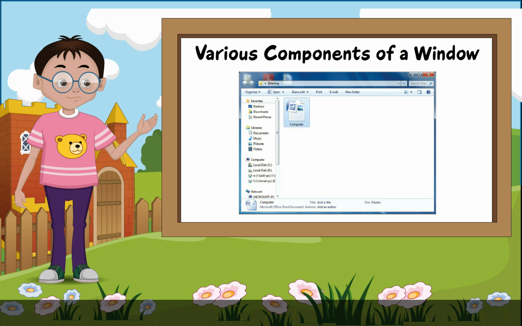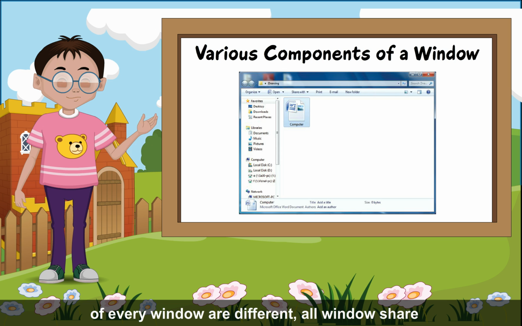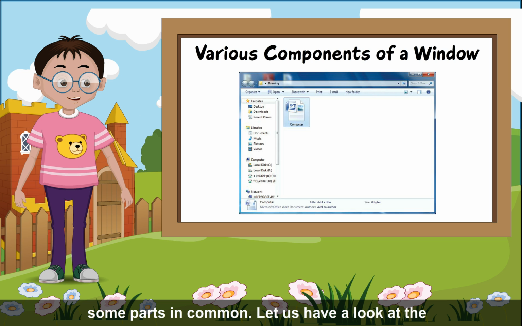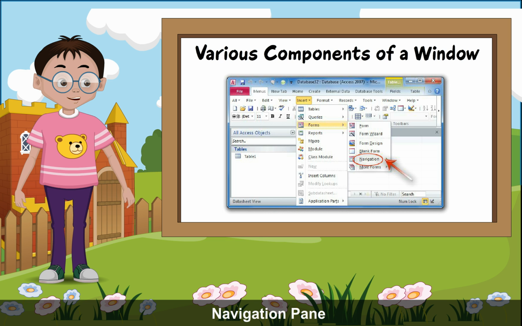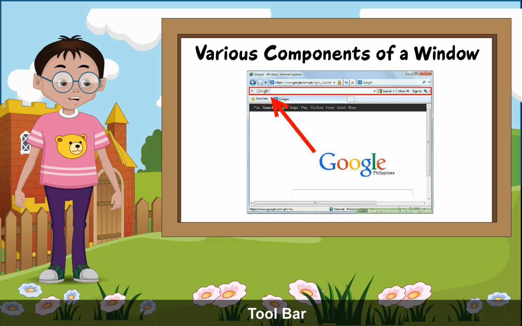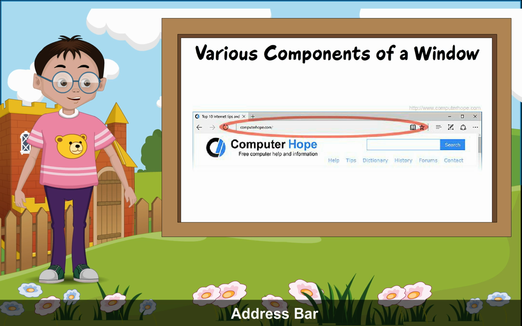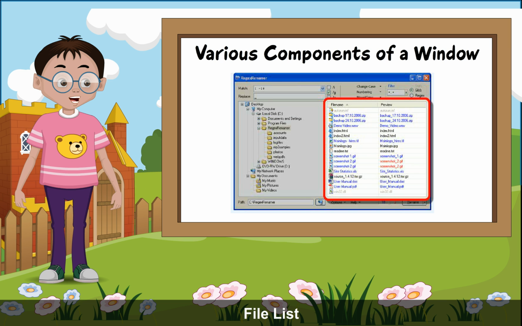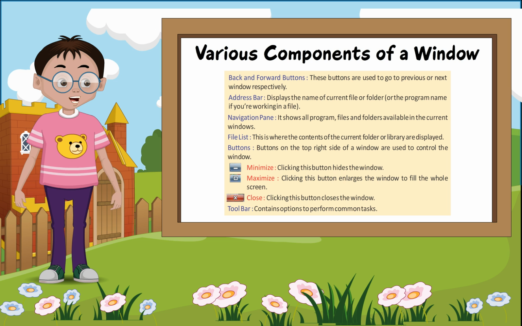Various components of a window. A window has many components. Although parts of every window are different, all windows share some parts in common. Let us have a look at the various components of a window. Navigation panel, toolbar, back and forward buttons, address bar, file list, control buttons, close, maximize, minimize.